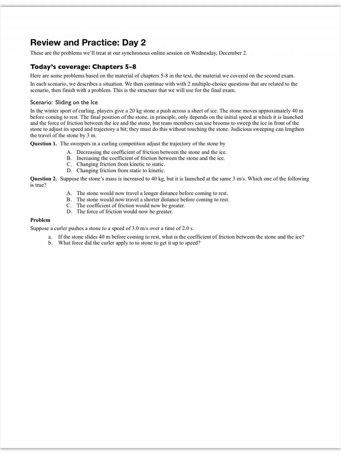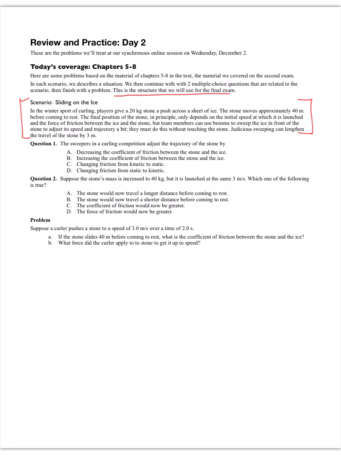Something I want to point out, or remind folks of, is that the way that we're presenting these problems is exactly the way that will be presented on the final exam. You're going to have a scenario, you're going to have some information. And then based on that, you're going to have 2 multiple choice questions and then a problem.